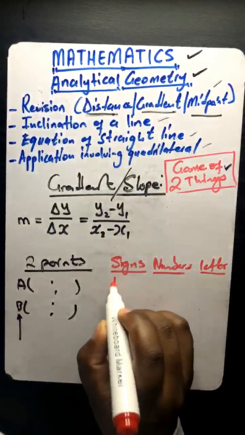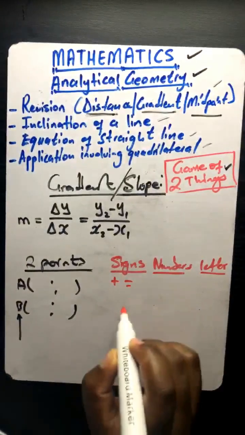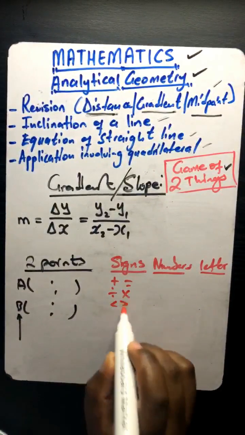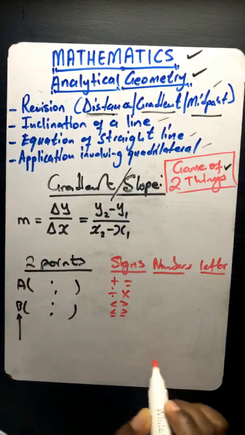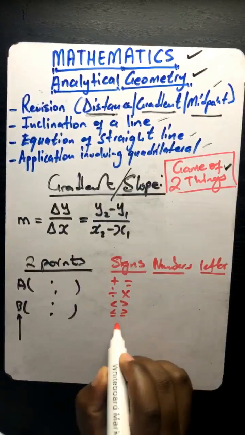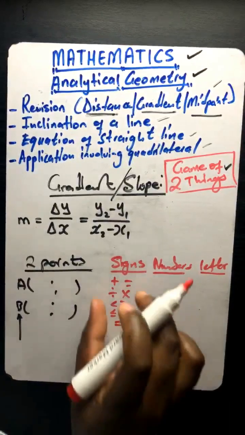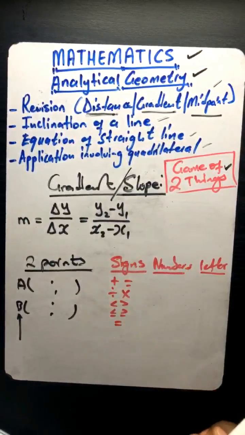What are the signs? We talk about a plus, a minus, a negative. It could be a division, multiplication sign, less than, greater than, less than or equal to, greater than or equal to. You can even include equals to. It's a sign. There are many more, but these are the main signs that you use in most cases.